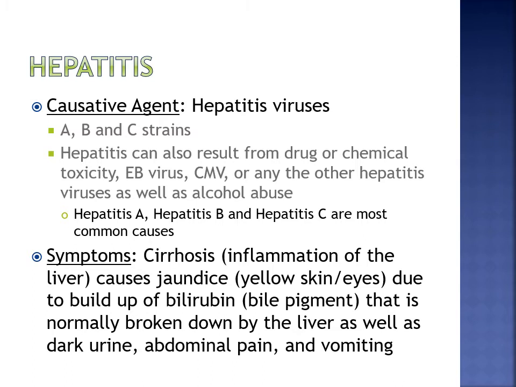So overall symptoms is you'll start with cirrhosis, which is just an inflammation of the liver. This will eventually cause jaundice to be your first noticeable symptom. Jaundice, if you don't know, is a yellowing of the skin and eyes. This is due to a buildup of a product called bilirubin, which is a pigment that's found in bile that the liver usually breaks down. But when the liver's all inflamed with cirrhosis, it's not functioning properly, so it causes that to build up, creating that yellowish tint. You also typically see really dark colored urine, as well as abdominal pain and frequent vomiting.